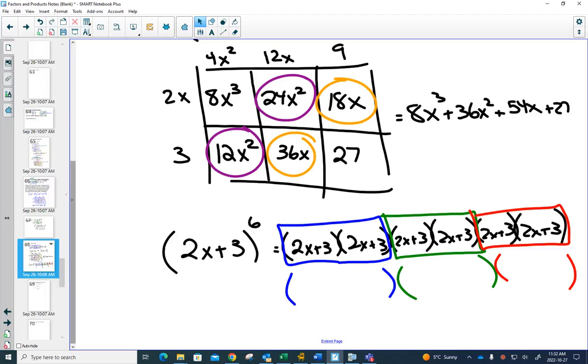2 times 8,753,485 is a lot longer, but not necessarily harder. Okay?